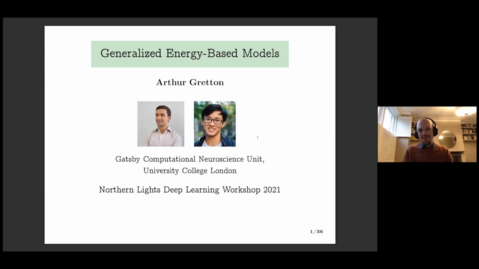So the talk is on generalized energy-based models. The co-authors here are Michael Abel and Jan Jo, who are responsible for all the hard work of this paper.